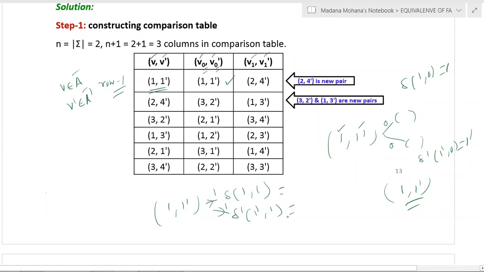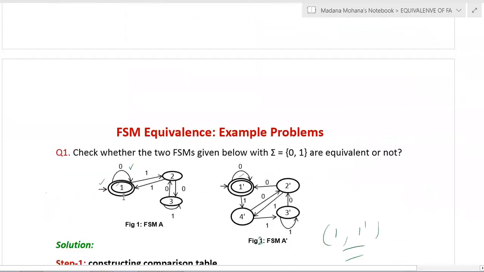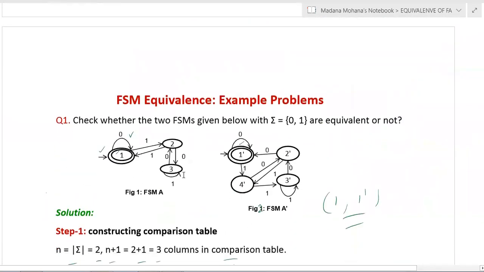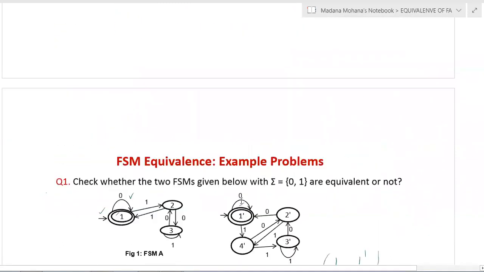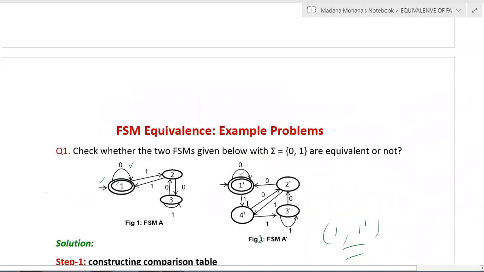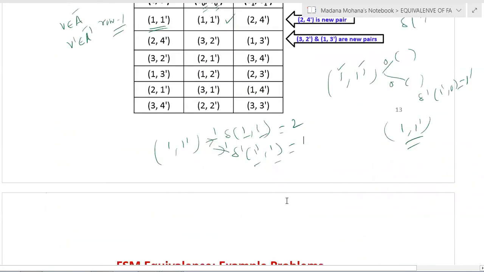Now here don't confuse 1 and 1. Our state is 1, then input is also 1, don't confuse. In the delta function, the first one is state, the second one is input. Now 1 on 1 from machine 1: from state 1 on input 1, it is going to state 2. So here you will get state 2. Then from machine A dash, from state 1 dash on input 1, it is going to 4 dash. So here you will get 4 dash.